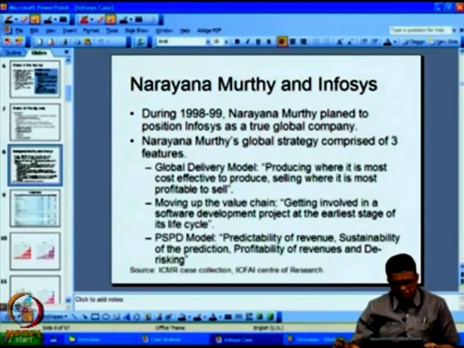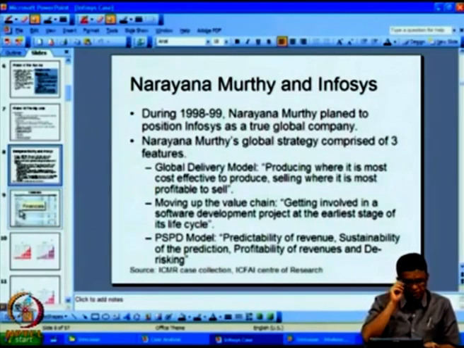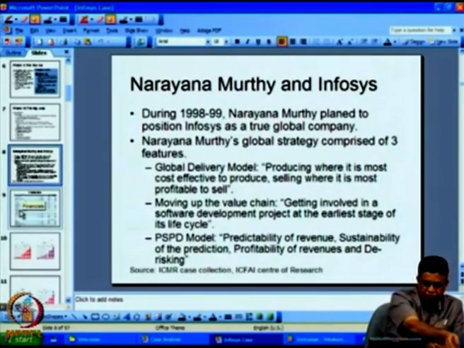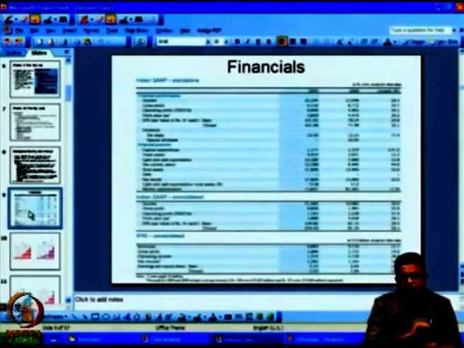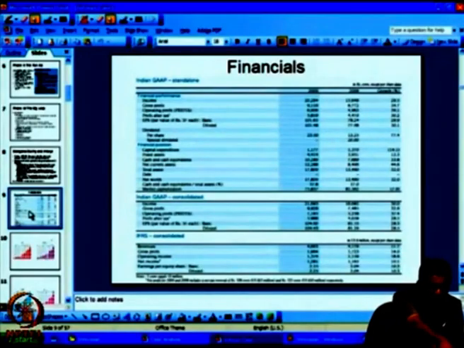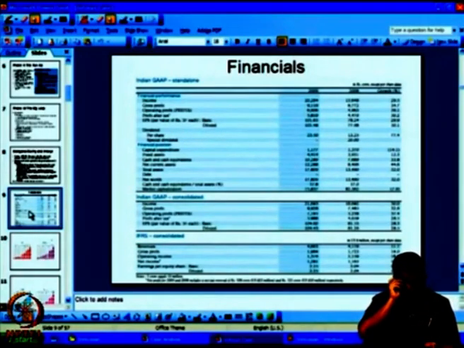And the company is now looking at the PSPD model, that is the predictability of revenue, sustainability of the prediction, then the profitability of the revenues and de-risking. This is the type which the company is operating right now. So, now what is the type of financials? What have these students tried to do? They have looked at the financials or the financial results of the company.